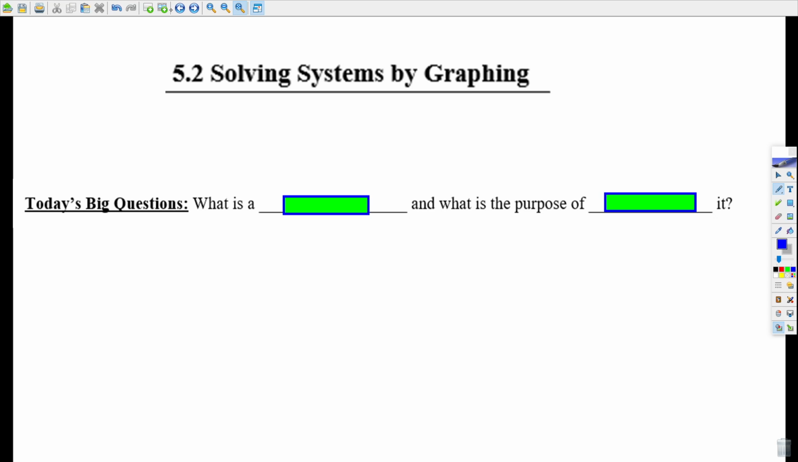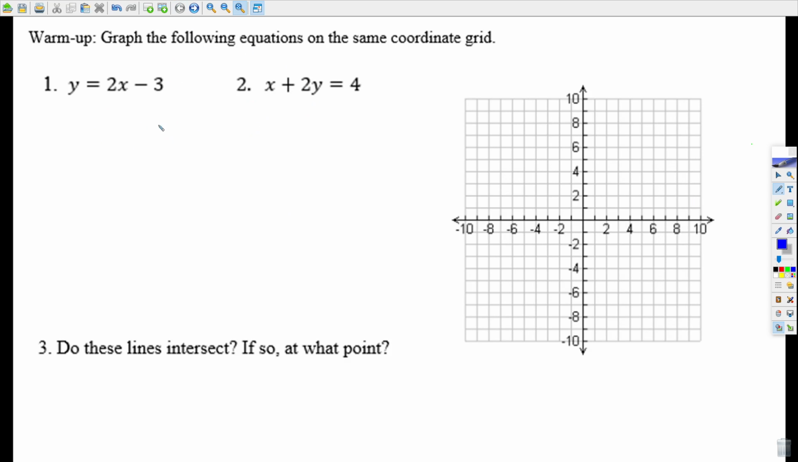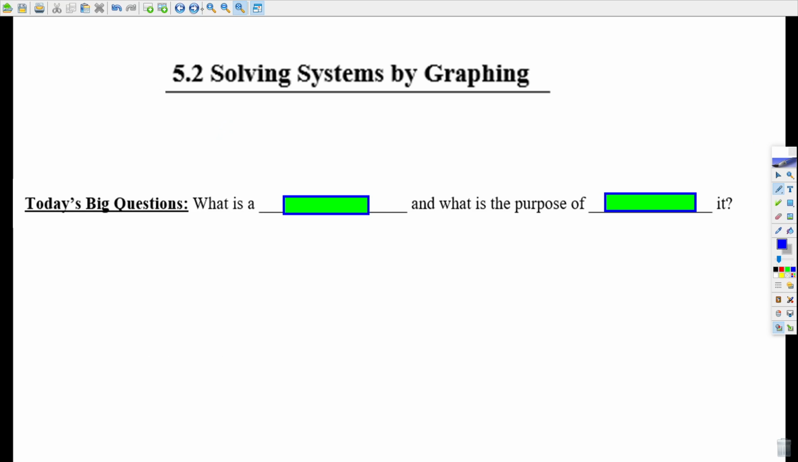What I would recommend is that you go back to the warm-up and do the warm-up where you're graphing these two equations on here and see if they intersect and figure out if they do intersect, where do they intersect at. That will be answered later in the lesson. So you do that on your own.